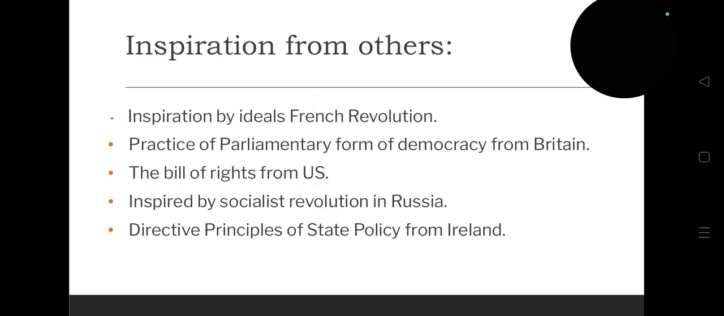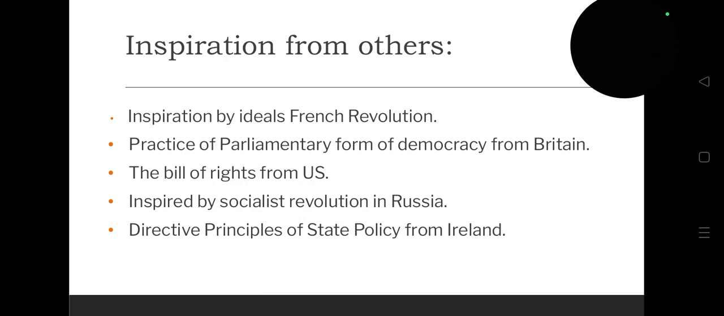And we also got inspired by other countries, like we were inspired by the ideals of the French Revolution. The French Revolution was on the basis of three principles. One is equality, second fraternity, third liberty. So these have become a part of our fundamental rights.